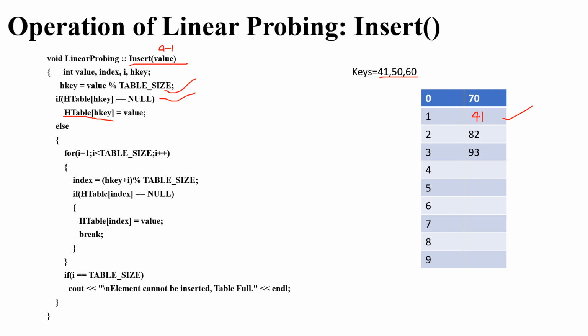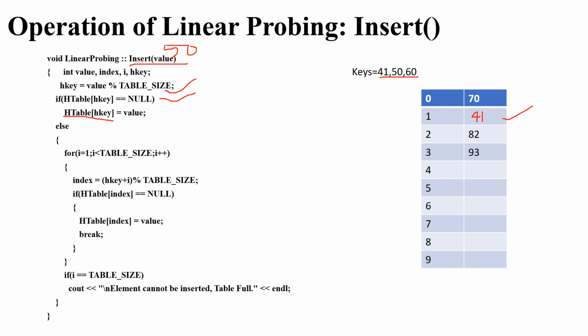Now the next element is 50. Instead of 41, I pass 50. Now calculate the index of 50. If you calculate the index of 50, you get 0. So now check whether hash table of the 0th index equals null. No, this is not null. There is already 70 stored there. So don't take this branch, come directly to the else part.